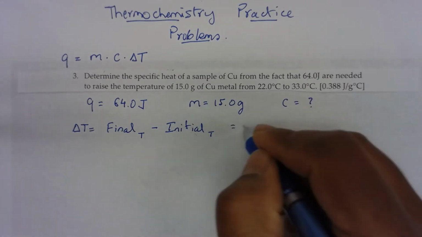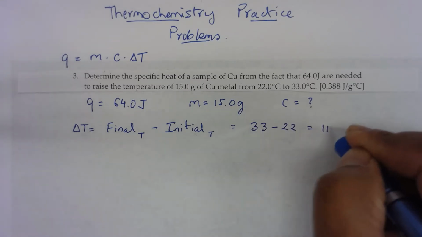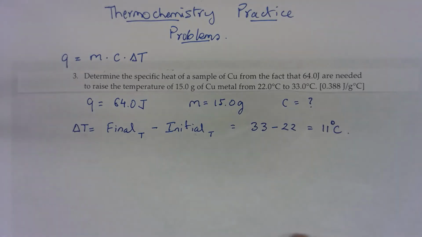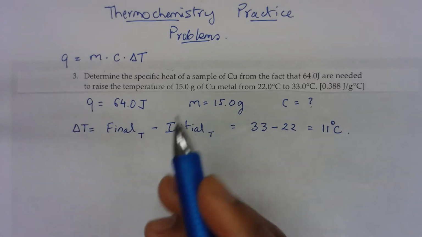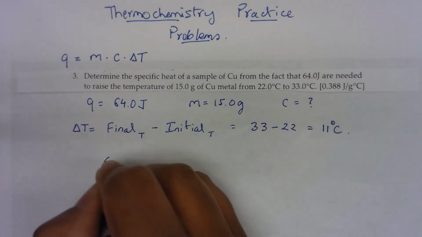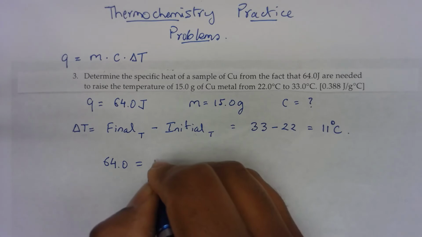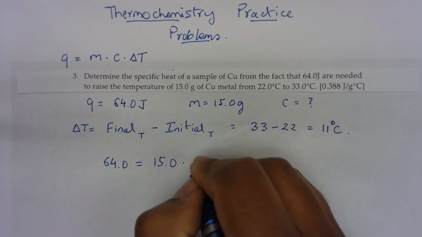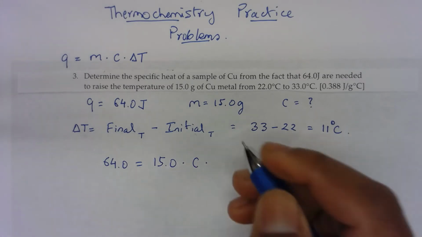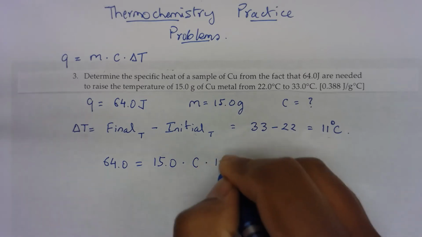Okay? So in this case, 33 minus 22, which comes out to 11 degrees Celsius. So now we check. I have all the variables I need. I just plug them into the equation. So 64.0 equals, because that's what my Q is, 15.0, which is my mass, times C. I'm going to leave that as C because that's the unknown. Times, what is my delta T? 11.